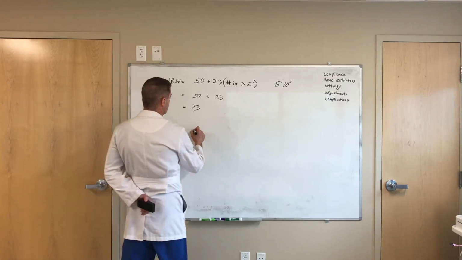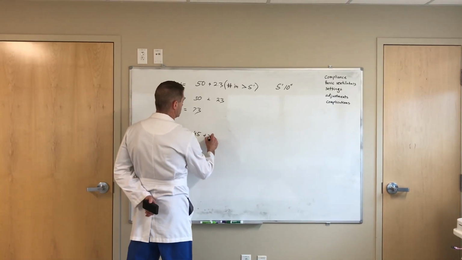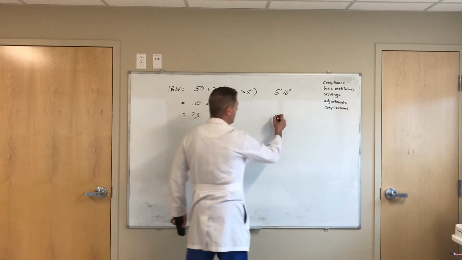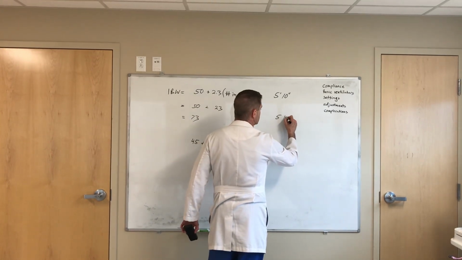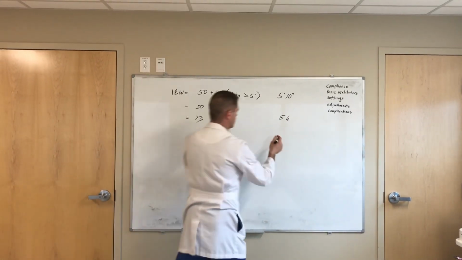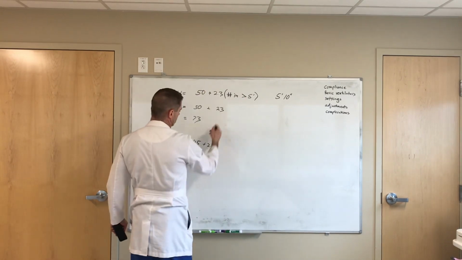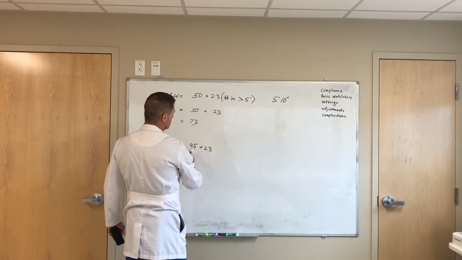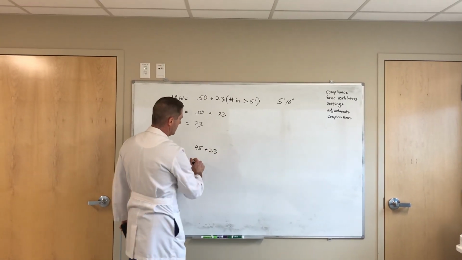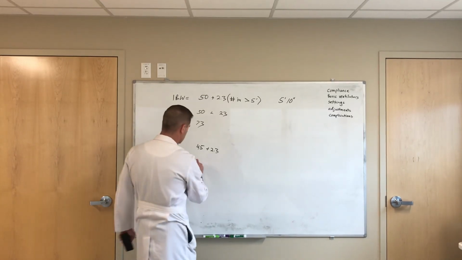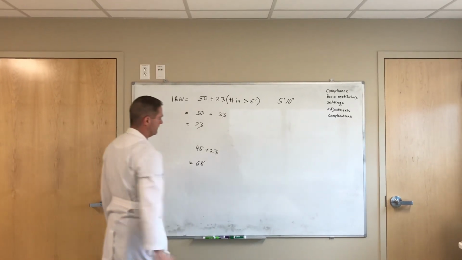For a female, it's going to be 45 plus 2.3 times the number of inches over 5 feet. So if I have a female who's 5'6", well, I should have picked a number. If it's 10 inches, it would be the same thing. So it would be 23 plus 45, so that's going to be 68. So her ideal body weight would be 68.